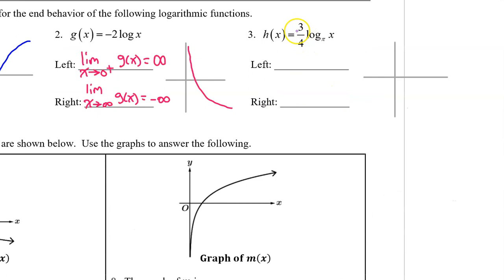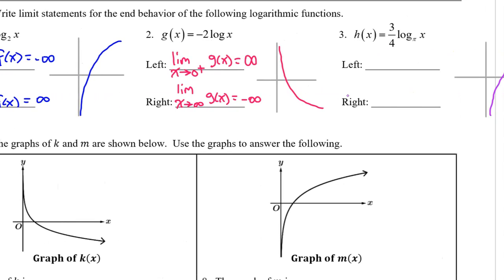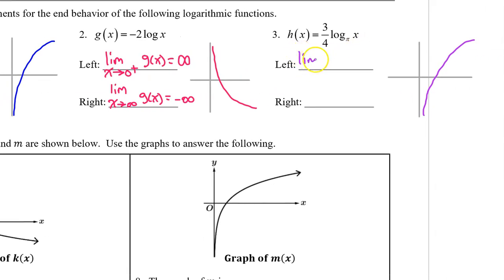For number 3, it does not matter that this a value is less than 1. It's still positive, so the graph will still look like this. So this is going to have the same end behavior as number 1. The limit as x approaches 0 from the right of h of x is negative infinity. As we approach 0 from the right, h of x is falling. And the limit as x approaches positive infinity of h of x is equal to positive infinity. As we go towards the right, h of x is rising.